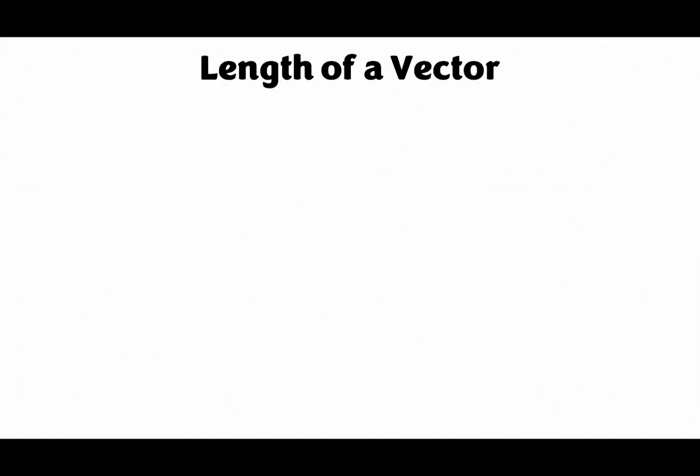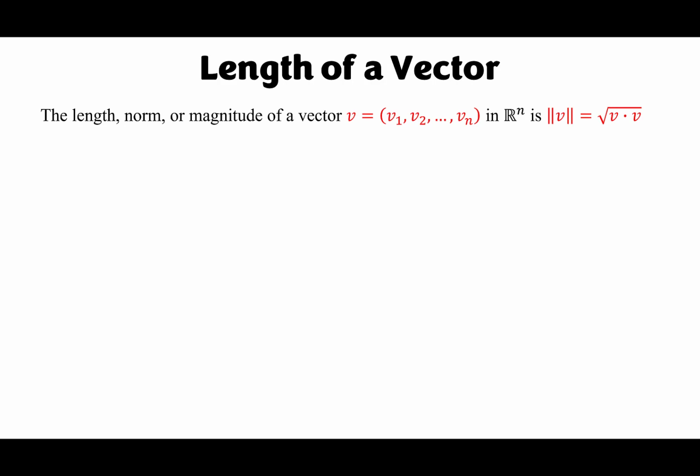All right, using this idea of dot products, we can talk about the length of a vector. The length, which you can also call the norm or magnitude, they all mean the same thing. The length, norm, or magnitude of a vector that has n entries, so this vector lives in Rn, n-dimensional space, we denote by 2 bars on each side of the vector, and that just means the length of that vector. The way it's defined is the square root of v dot v. So you dot the vector with itself to get a scalar quantity, and then you take the square root of that scalar quantity.